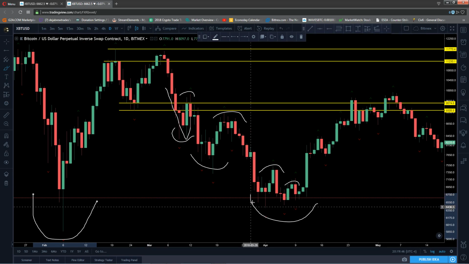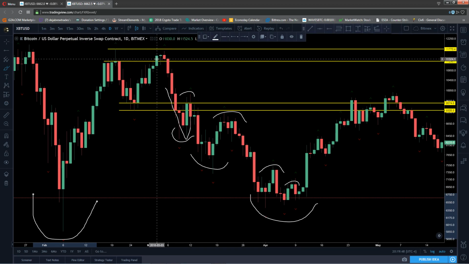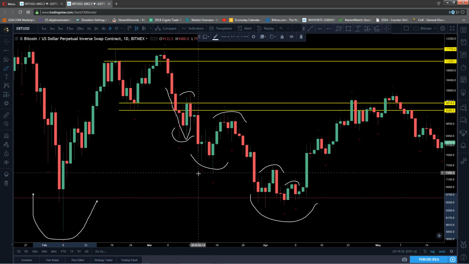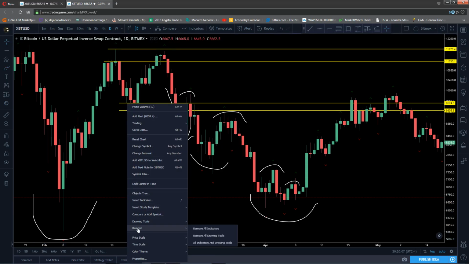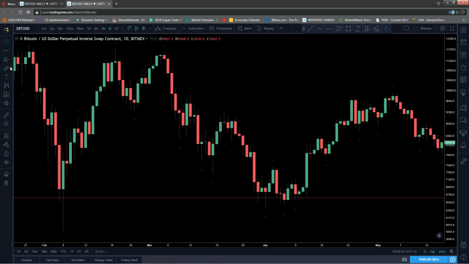What we're seeing is this double top turned into a double bottom. This was no longer able to make lower lows and lower highs. It could not make a lower low. It did make a lower high, but it did not make a lower low. So this trend was bottoming. Let's delete all this so we can make this more clear.